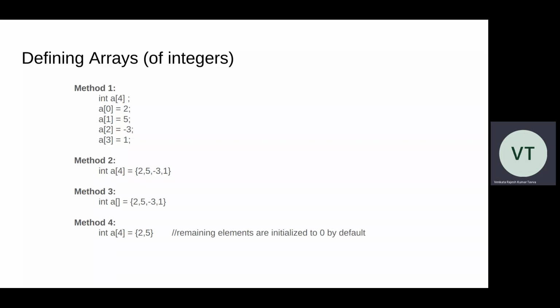Now, this is an example, like I said. I want my array size to be 4, but I know right now only 2 elements. I can declare like this also, it's not an error. The remaining 2 elements will be initialized to 0 by default. So that's one way of doing it.